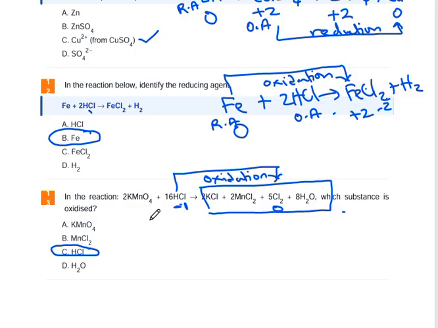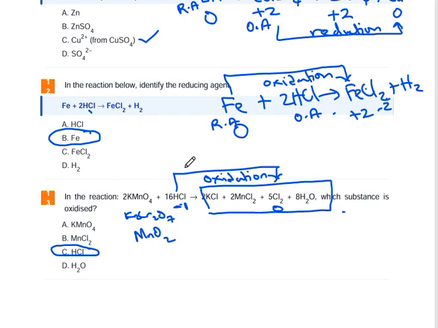Another idea you can use is that KMnO4 is an oxidizing agent. There are many of them like that. KMnO4, K2Cr2O7, MnO2. They are all oxidizing agents. So whenever you see them in a reaction, their job is to oxidize.